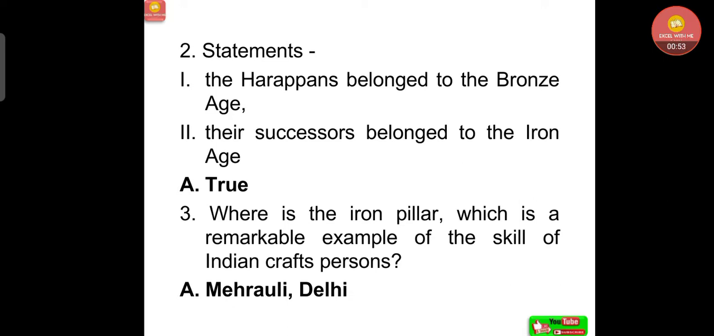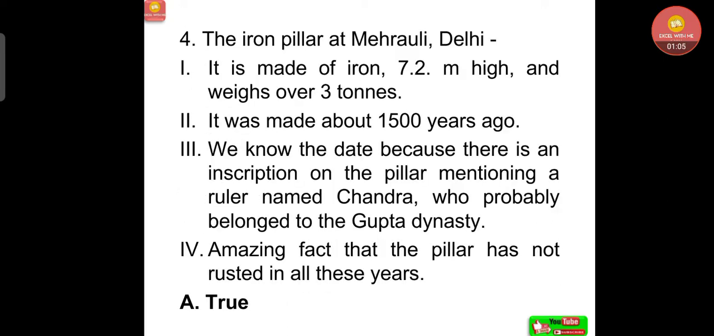Now, where is the Iron Pillar, which is a remarkable example of the skill of Indian craftspersons, located? That was Mehrauli, Delhi. Now, the iron pillar at Mehrauli, Delhi, related to that, very important statements here. Let's see. It is made of iron, 7.2 meters high and weighs over 3 tons. It was made about 1500 years ago. We know the date because there is an inscription on the pillar mentioning a ruler named Chandra who probably belonged to the Gupta dynasty. Now, amazing fact, the pillar has not rusted in all these years. All the 4 statements are true.